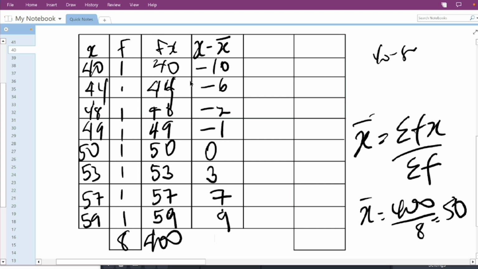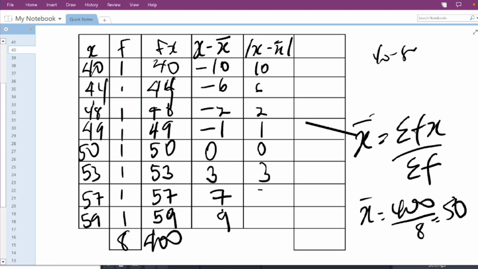Now that we have our x minus x bar, we take the absolute value. This sign helps us remove all the negatives from the previous table. So rather than minus 10, we have 10, then 6, 2, 1, 0, 3, 7 and 9.